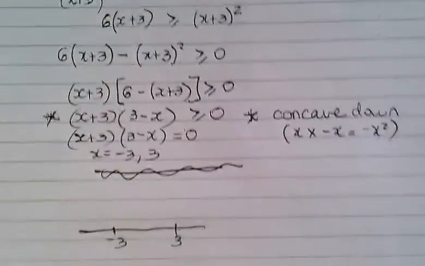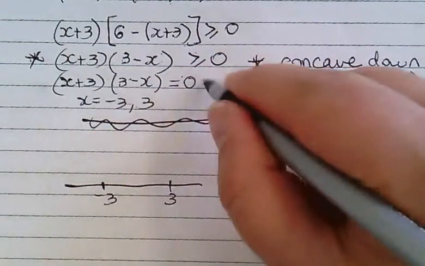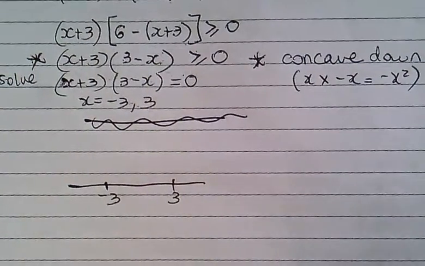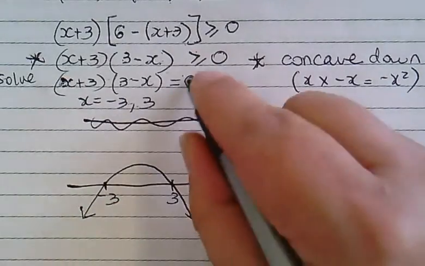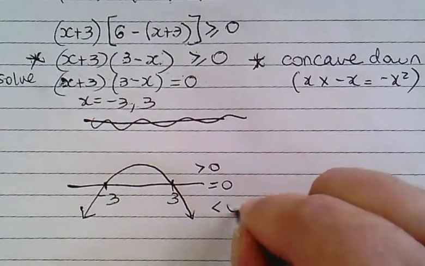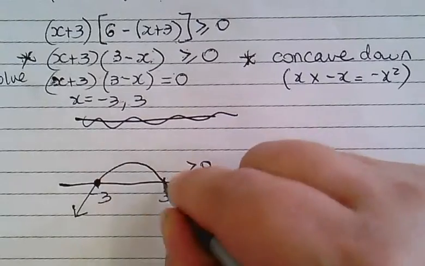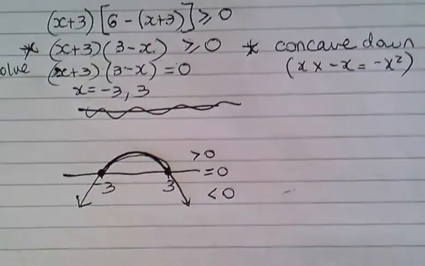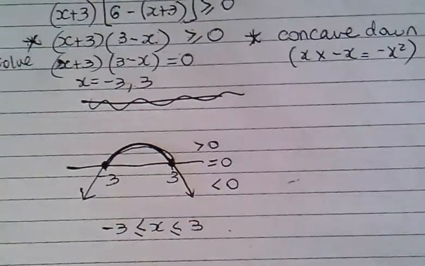All right, is it concave up or down? Down. So you put that equal to 0, so we really want to solve this, but this is what we're going to be sketching. Down, negative 3 and 3, and I need it to be greater than or equal to 0. So greater than 0 is above the line, equals 0 on the line, below 0 is below the line. Need greater than or equal to 0 here. You can even colour it in. So my solution is x lies between negative 3 and positive 3.